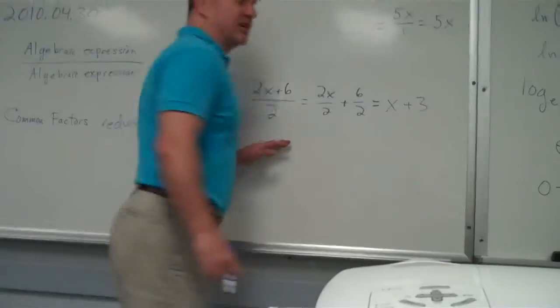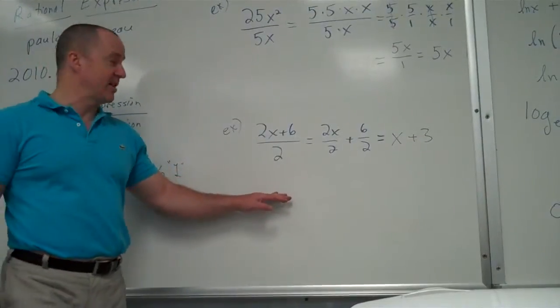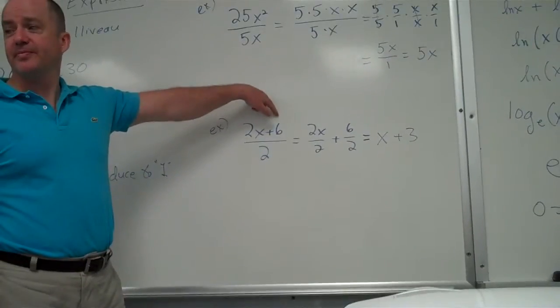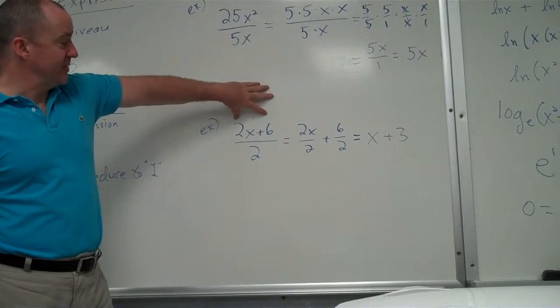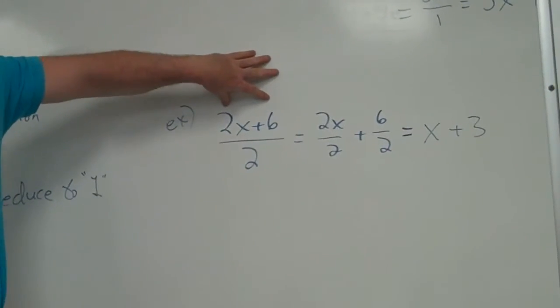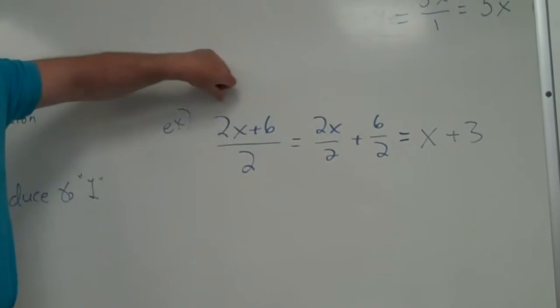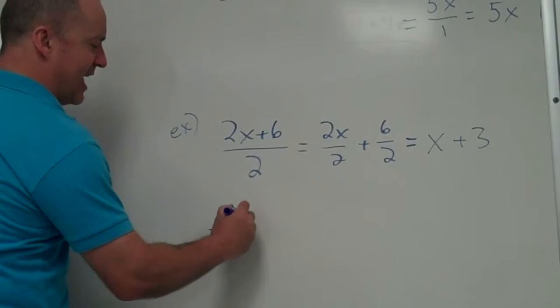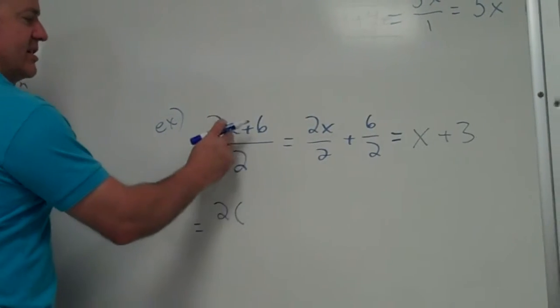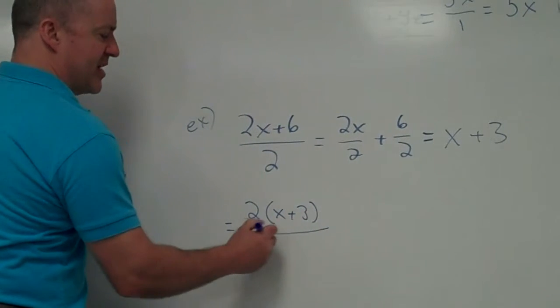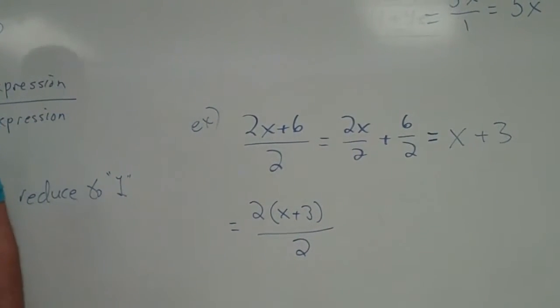There's another way to picture this, and I want you guys to have the option to look at this a couple different ways. What's the common factor between 2x and 6? Greatest common factor. No, 12 is the least common multiple, okay? The biggest factor is 2. So what I can do is rewrite the top as 2 times x plus 3. Remember that factoring we've been doing?